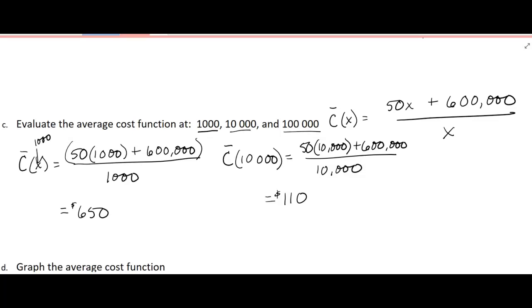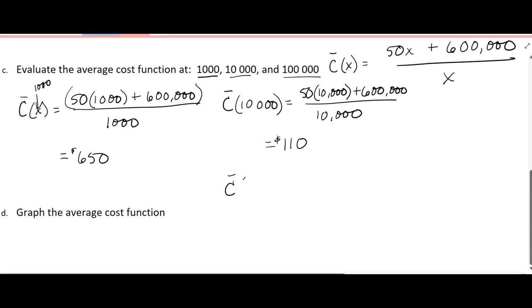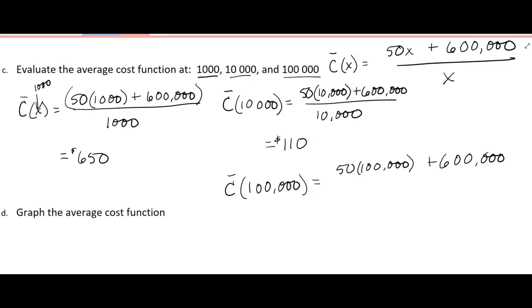And then finally, if we're making 100,000 headsets, it'd be 50 times 100,000 plus the 600,000. You put this all in a calculator and divide it by 100,000. I left out a zero there. And you get 56 is what it turns out to be. Okay, so that's the idea.